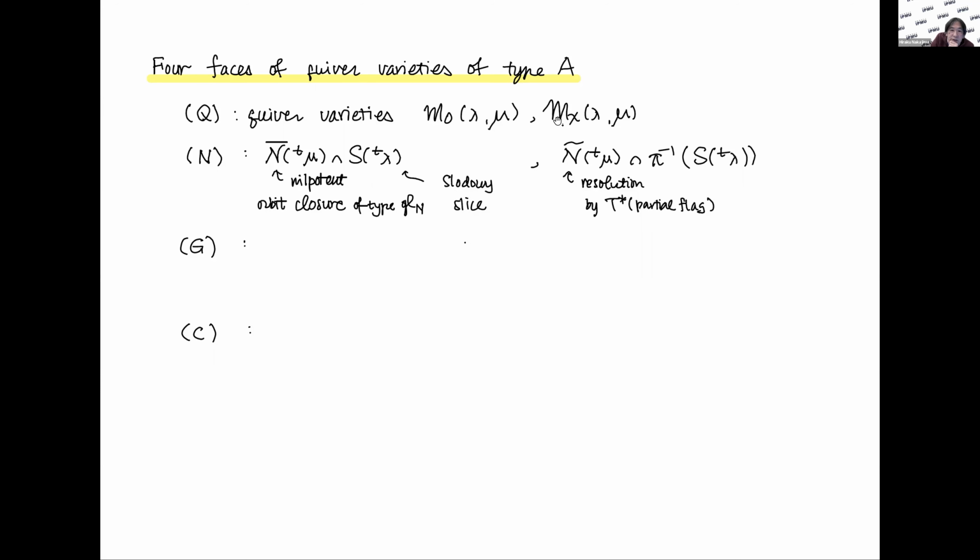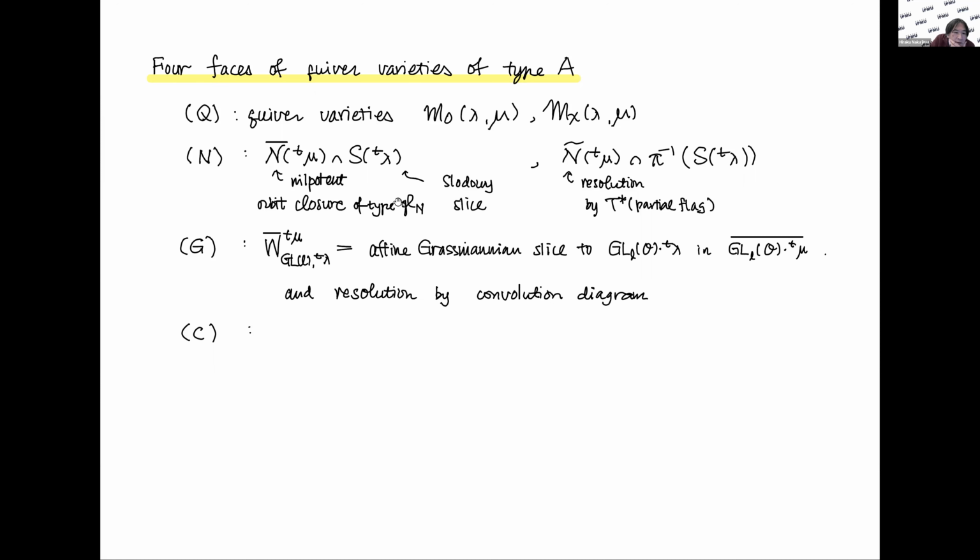And this GIT quotient corresponds to replacing the nilpotent orbit closure by a resolution given by a certain partial flag variety. So this is a symplectic resolution of the nilpotent orbit closure in type A. If you take the intersection with the inverse image of the Slodowy slice, then this is a symplectic resolution of this intersection. This is well known, though the construction is very long.